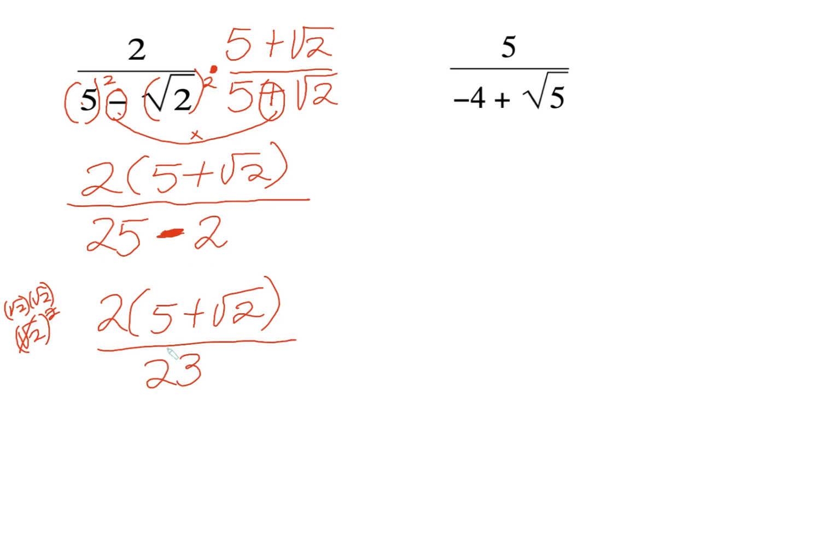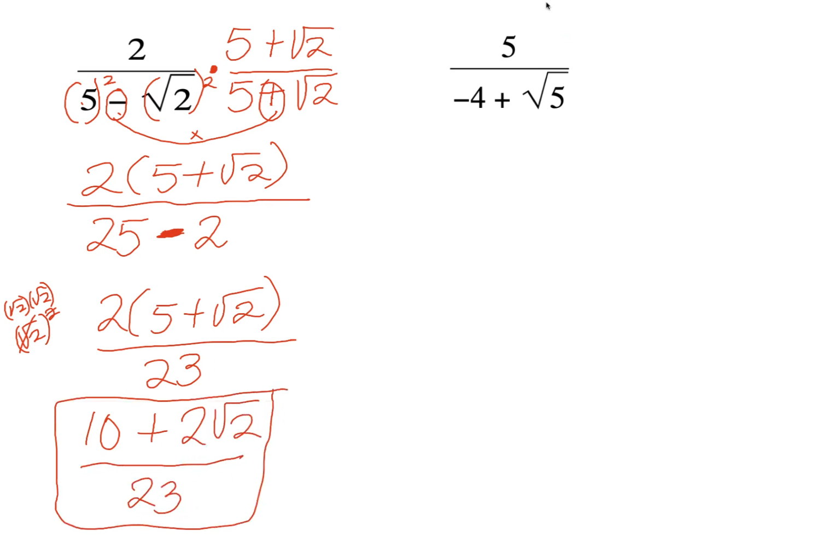Now, some professors will take this as an answer. If a student gave this to me, it would be fine. However, there are some professors who would want you to distribute. So if I distribute the 2 inside the parentheses, 2 times 5 is 10 plus, and then 2 times radical 2 is 2 radical 2, and your denominator is just 23. Okay, let's try this again.